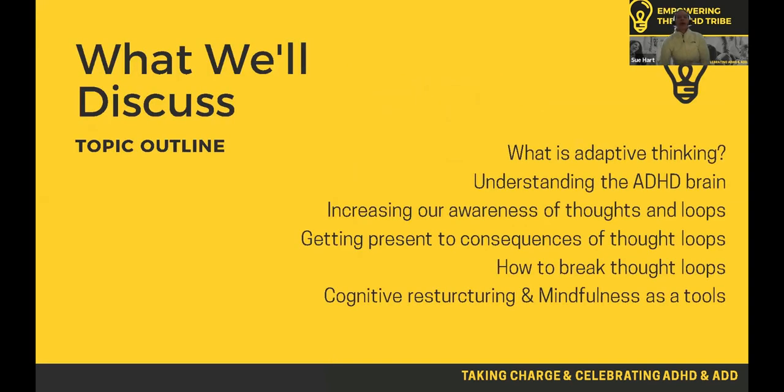So what we're going to look at in this module is what is adaptive thinking. We're going to get present to understand the ADHD brain. We're going to increase our awareness of thoughts and loops, these thought loops that we get into. And we're going to get present to the consequences of those thought loops and how to break them. And look at cognitive restructuring and mindfulness as tools.